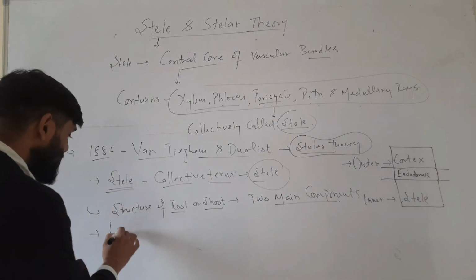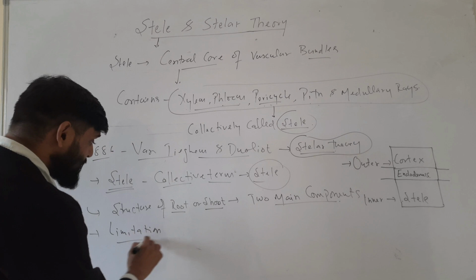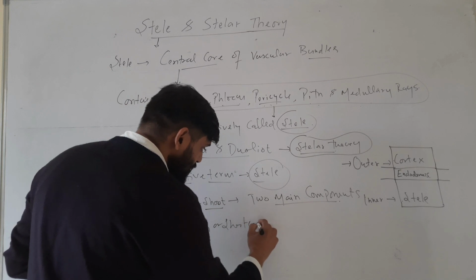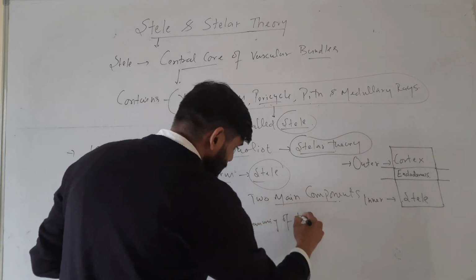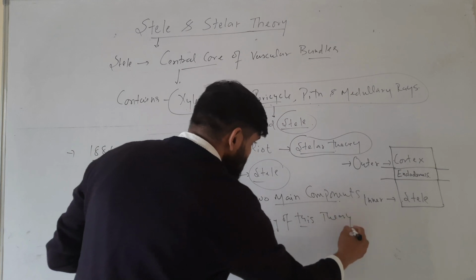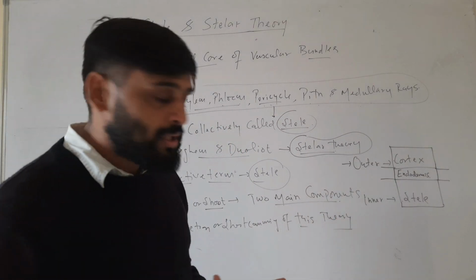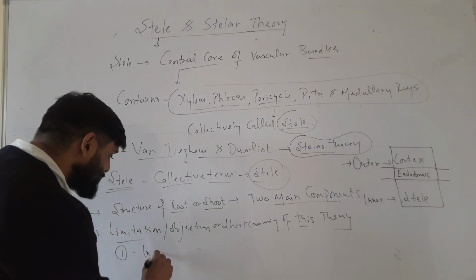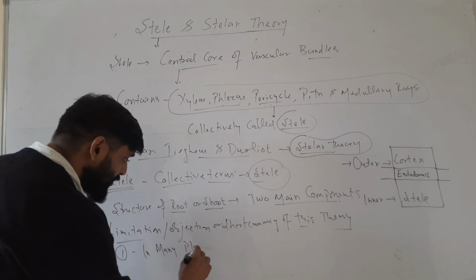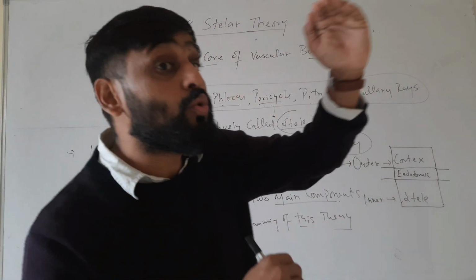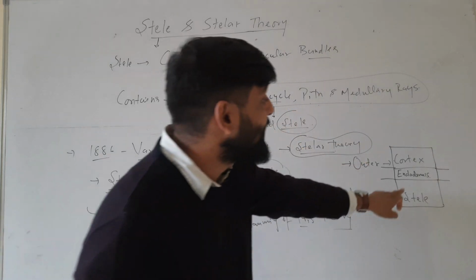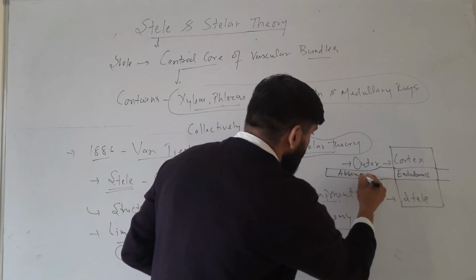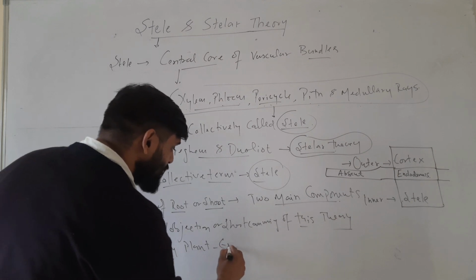Now coming to the limitations, objections, or shortcomings of this theory. This theory also has shortcomings. The main shortcoming of this theory is that in many plants, the layer that separates cortex and stele is absent. In many plants, this endodermis is absent.